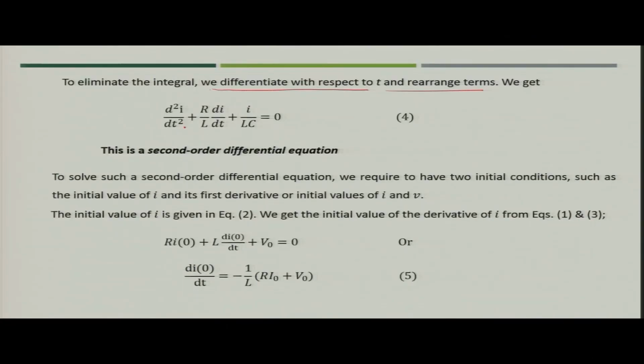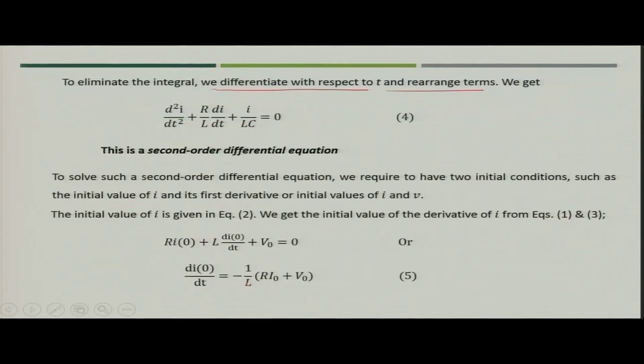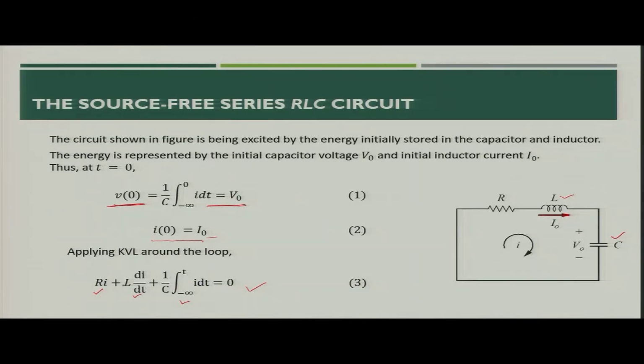You will get d2I by dt2 into L plus R di by dt plus 1 upon C I. So, if you rearrange the second derivative of the equation, you will get the equation as shown in the slide, that is d2I by dt2 plus R by L di by dt plus I by LC equal to 0. So, this you got simply by differentiating this equation and rearranging the terms.